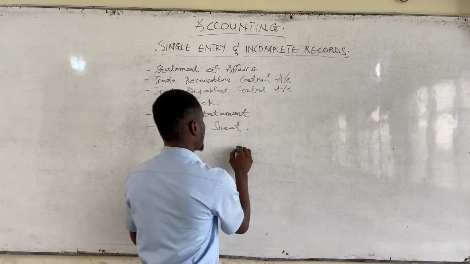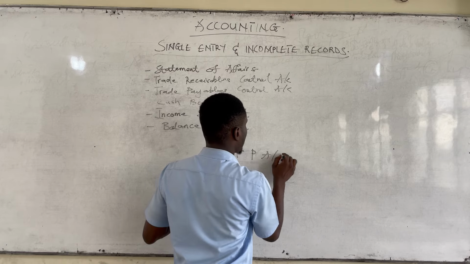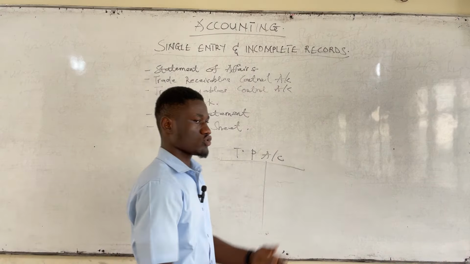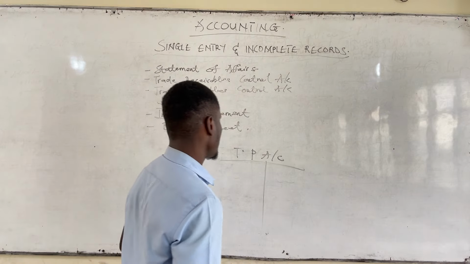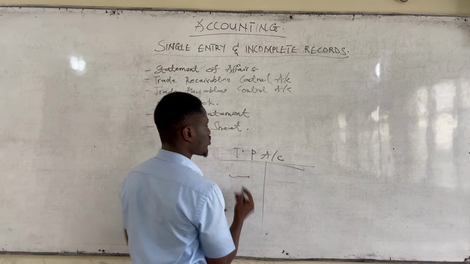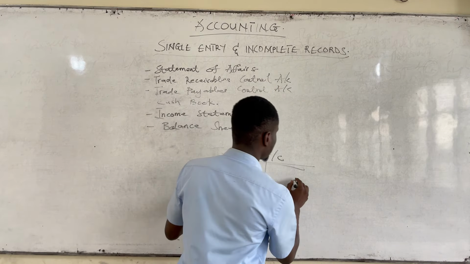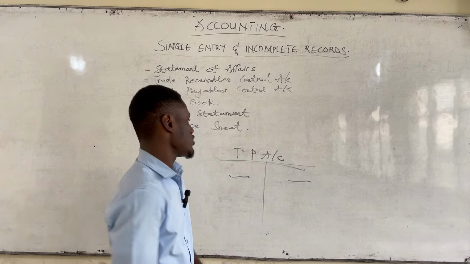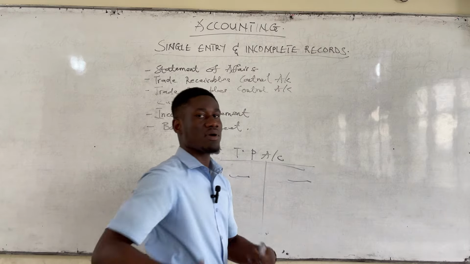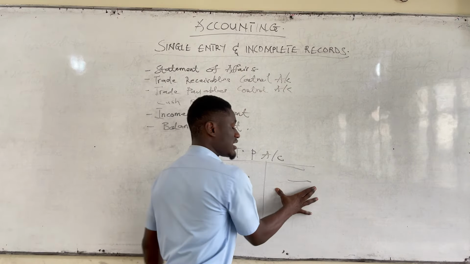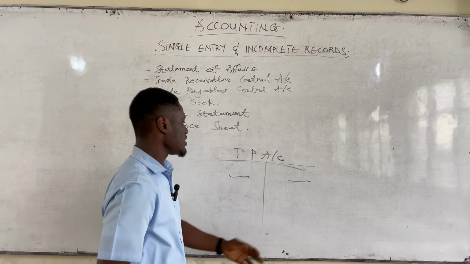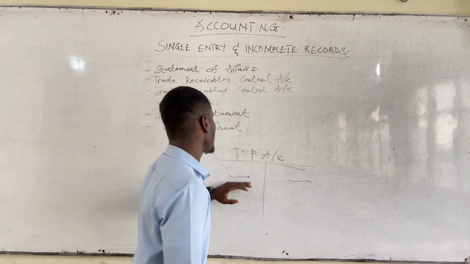Okay, trade payables account, we owe them. We, the business, we owe them. So any item that is going to reduce the amount we owe them will be recorded here, and any item that is going to increase the amount we owe them is going to be recorded at the credit side. So any item that is going to increase the amount we owe them is recorded at the credit side in the trade payables account, and any item that is going to decrease the amount we owe them is going to be recorded here.